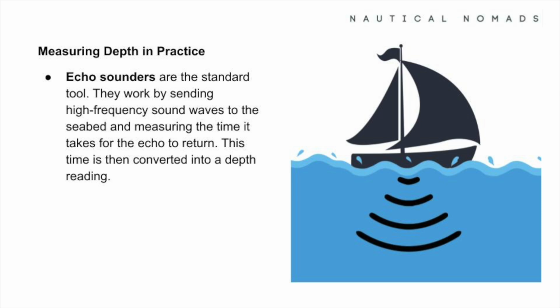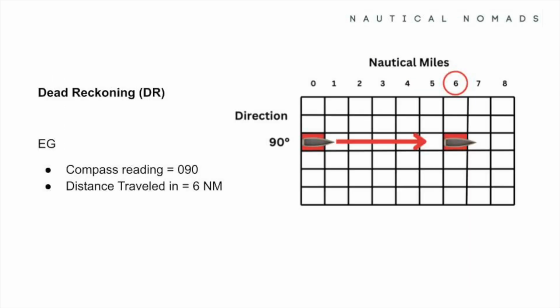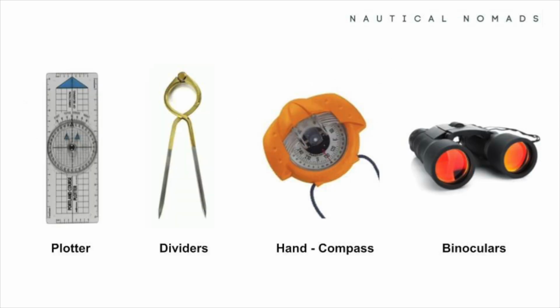Echo sounders, measure depth using sound waves but require proper calibration and understanding of limitations. Dead reckoning, uses distance and direction travelled to estimate position. Toolkit, essential tools like plotters, dividers, and compasses are crucial for accurate navigation.